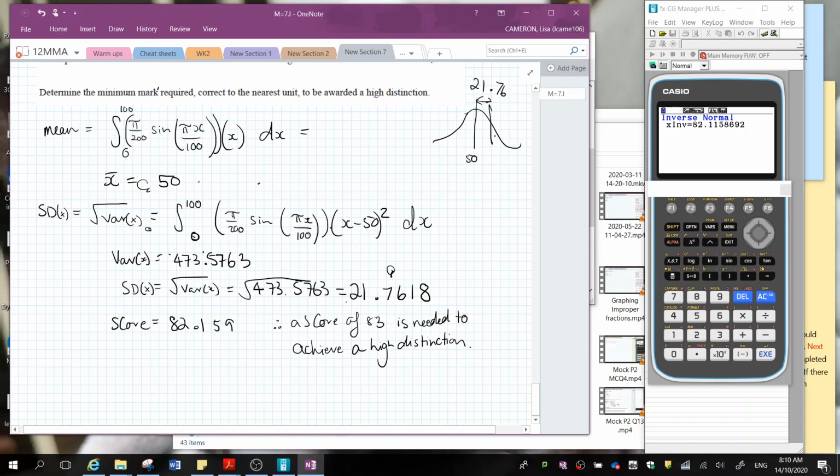Now, why is it 83 and not 82? So if you think about our little thing over here, this line there, that is our cutoff for high distinction. Now, that happens at 82.159. If you get a score of 82, you're still over here. If you get a score of 83, then you're over here. Now, we're saying that you can't get half marks or a point of a mark because we want them to be discrete values in this. Okay? But, yeah, that's it. So a score of 83.